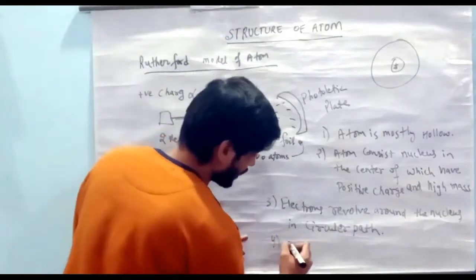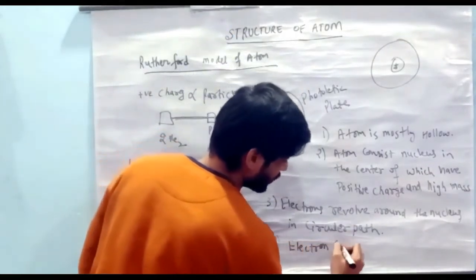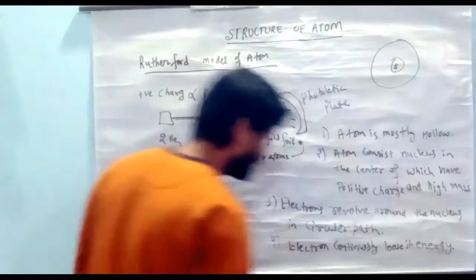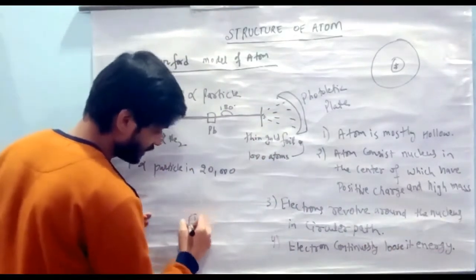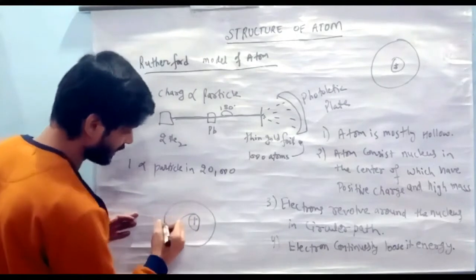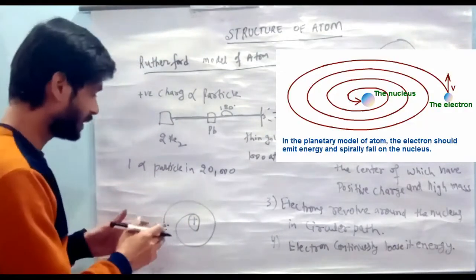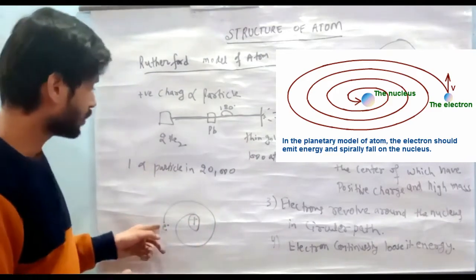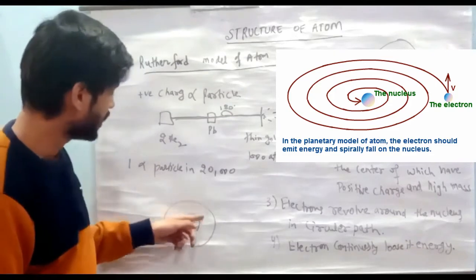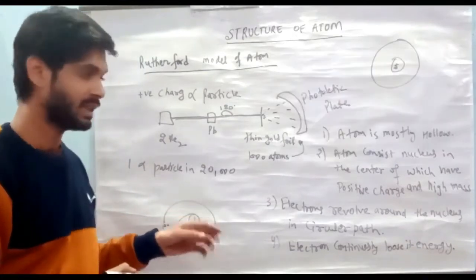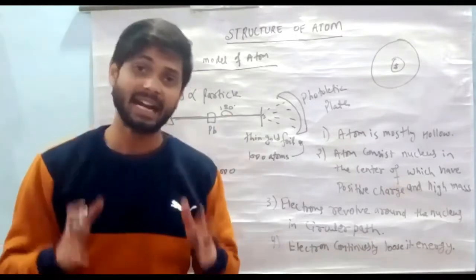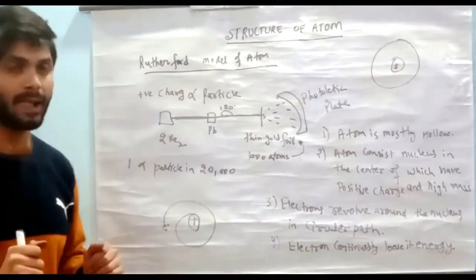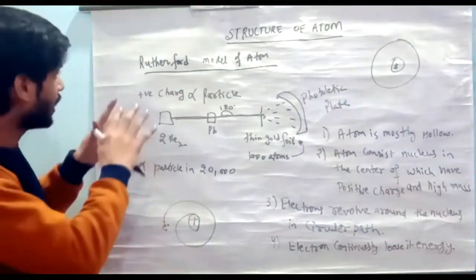He said that electron continuously loses its energy. It means the structure of atom looks like this: the nucleus is present in the center and electrons revolve around the nucleus, and the nucleus has very high mass. Since electron continuously loses its energy, one day it will collide with the nucleus, which definitely challenges Dalton's theory. Dalton said that atom can neither be created nor destroyed, but according to this model atom will be destroyed one day. So this was the drawback of Rutherford's model.